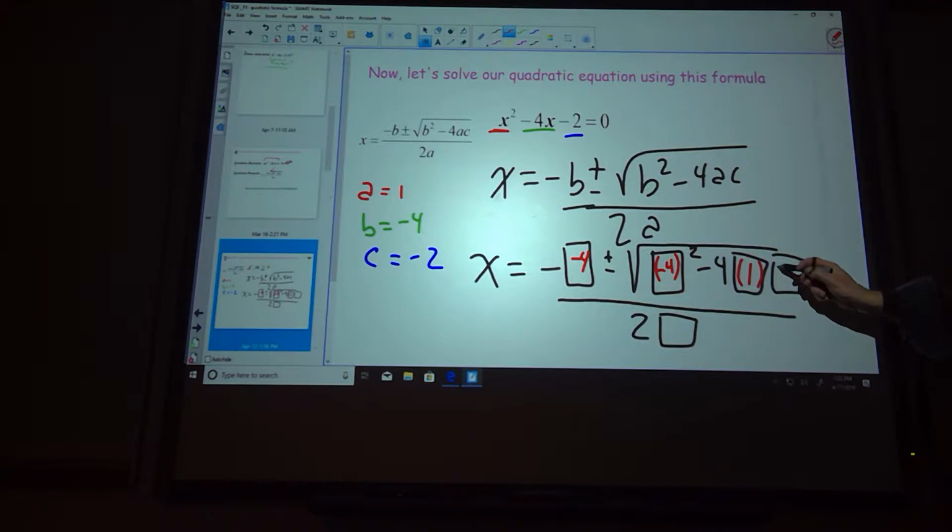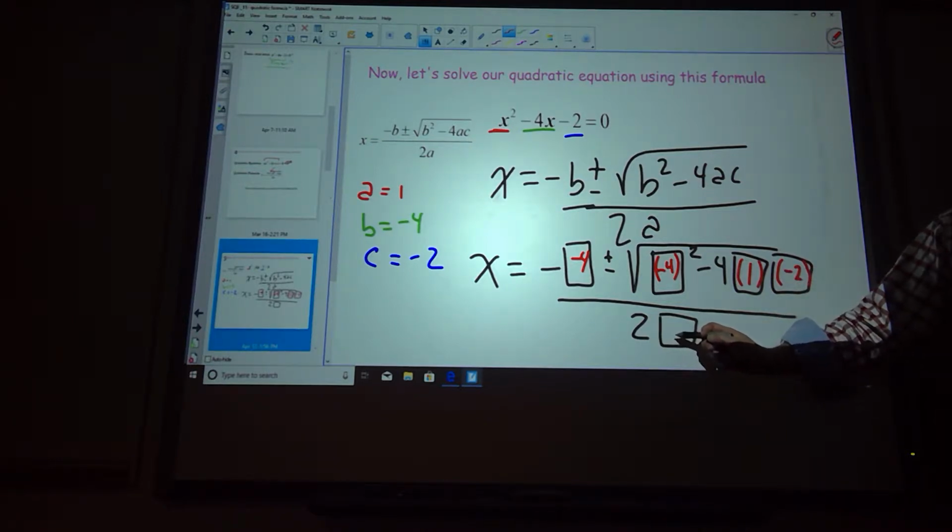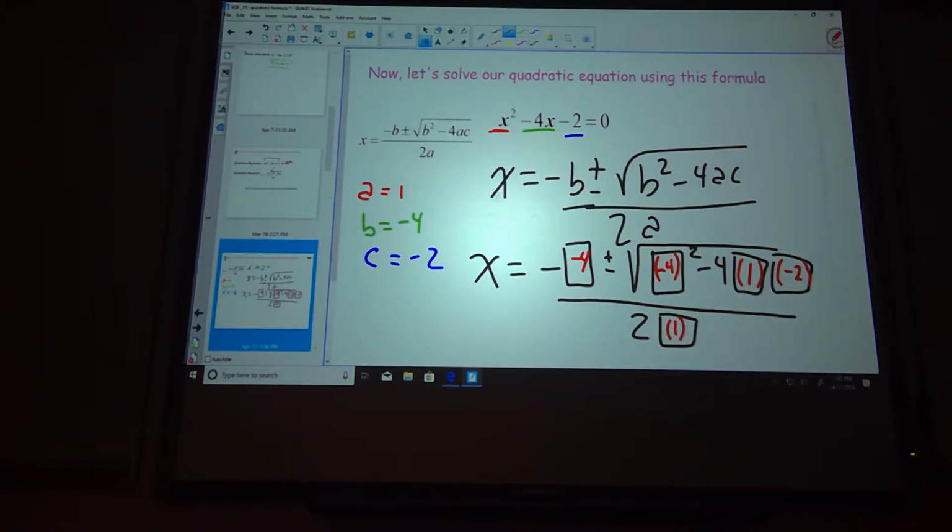So let's multiply them. And this is, what value was here? C, which is what? -2. And then down here is what letter? It's an A value, which is equal to? 1. So does everyone see the black is what's always going to stay there, the red is what we plugged in?